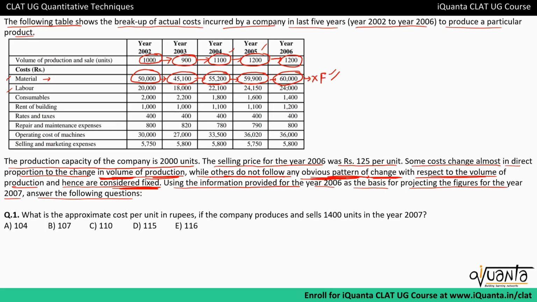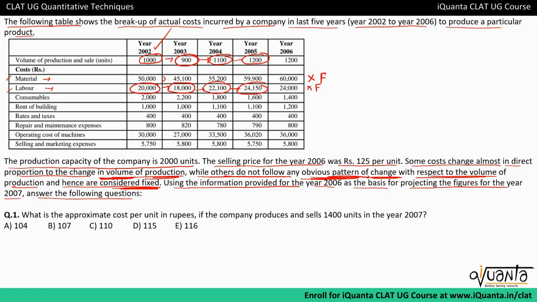Those which are not following any pattern are fixed. For labor, in year 2002 the number of units is 1000 and the cost is 20,000. Then in year 2003, the number of units has decreased and the cost has also decreased from 20,000 to 18,000. In year 2004, the number of units increases and the cost also increases from 18,000 to 22,000. Then the number of units increases in 2005 to 1200 and the cost also increases to 24,000. So yes, this is also not fixed.